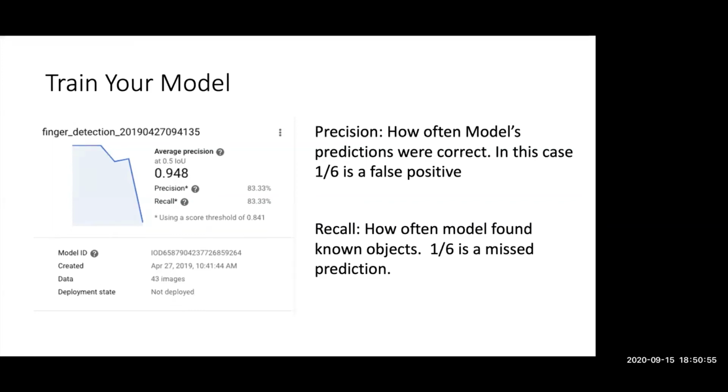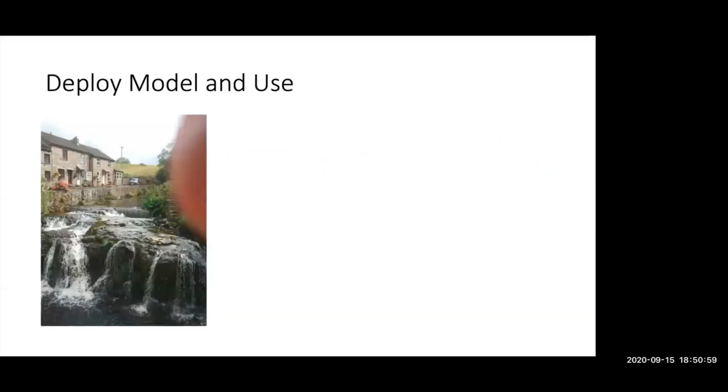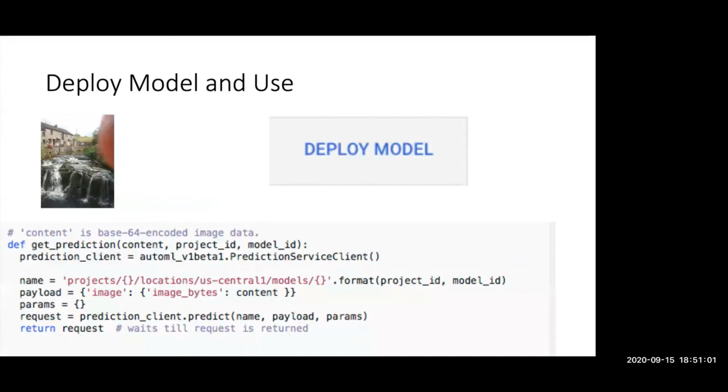But you know, I'm really happy with this. This is my first time ever training a model. Not a lot of images, and it just worked. And so I deployed my model, and with a little bit of Python, I can base64 encode the image, send it up to Google.